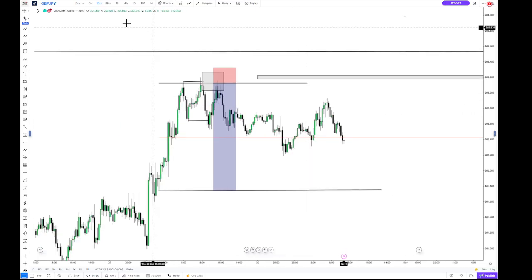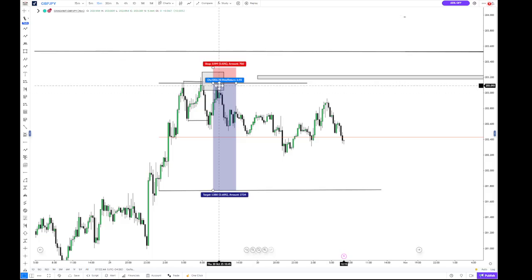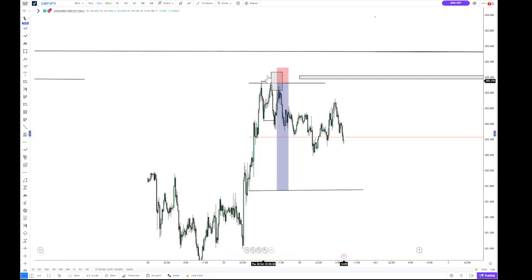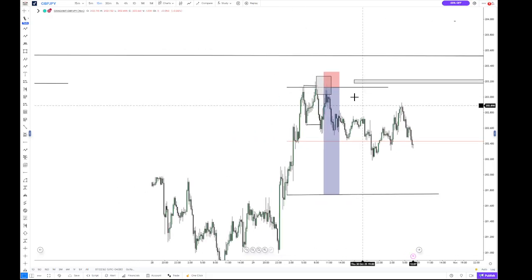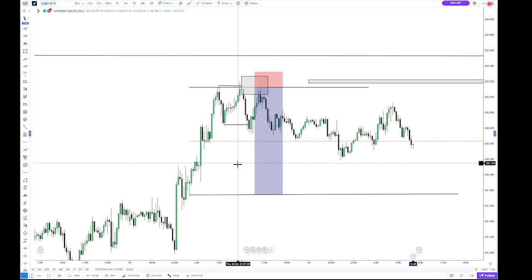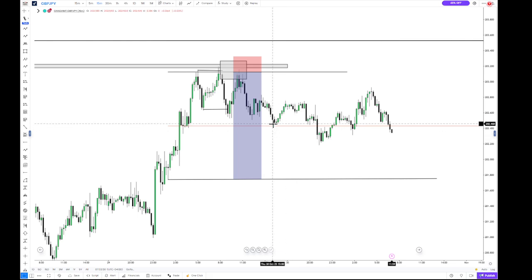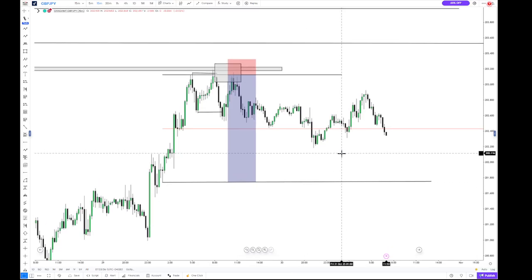Now, let's come back. You can see the kind of reaction after the mitigation of that resistance area there. These were the confirmation entries you could have used. You could have had a sell from that area, targeting the 50%, holding the rest to the full take profit, right? Now let's go back to our daily time frame.